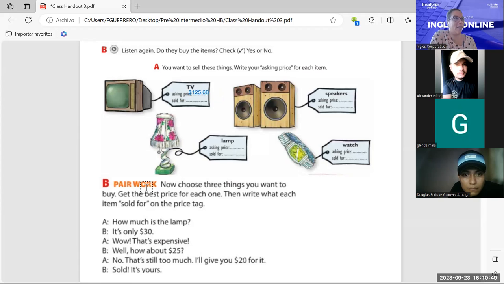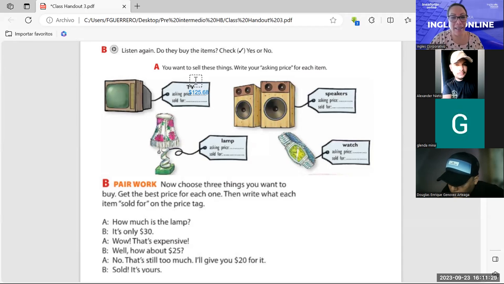Usted quiere comprar el televisor. Oh, okay. How much is the TV? It's $125.68. Wow, that's expensive. Well, how about $125? No, that is still too much. I will give you $80 for it. Okay, I really need the money, so that's okay. It's yours.